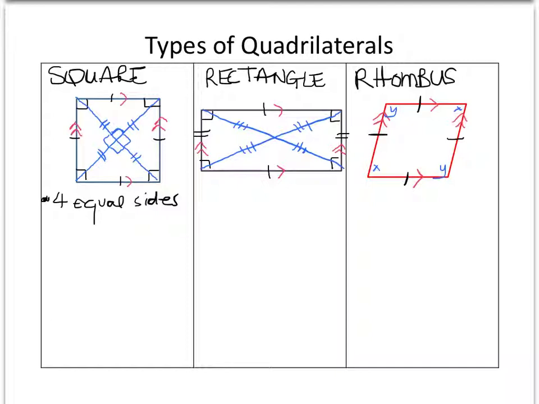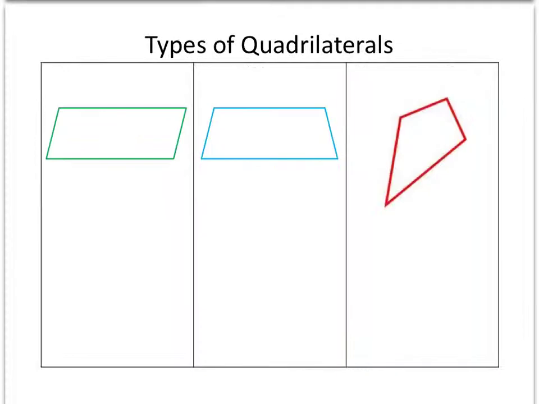And you can hopefully see that X and Y are co-interior angles, just like we learned in our last video. Okay, let's just have a quick look at the diagonals of a rhombus. So let's draw those in. And we can see those do intersect at 90 degrees, okay? And they do bisect each other. So that side, that side, that side, and that side are all equal to each other. So we've got diagonals that intersect at 90 degrees and they bisect each other.